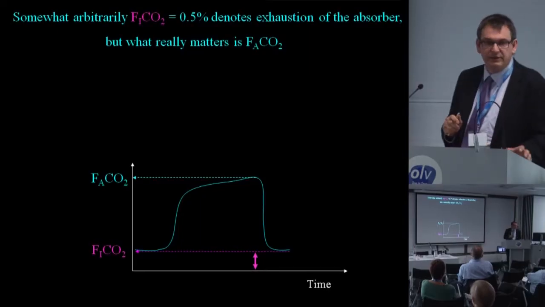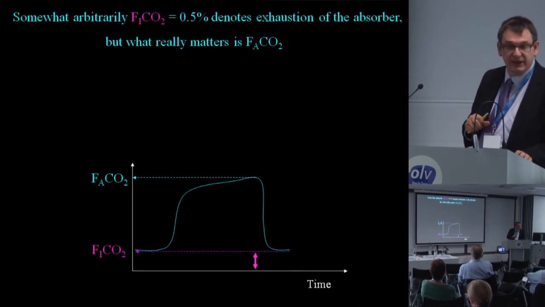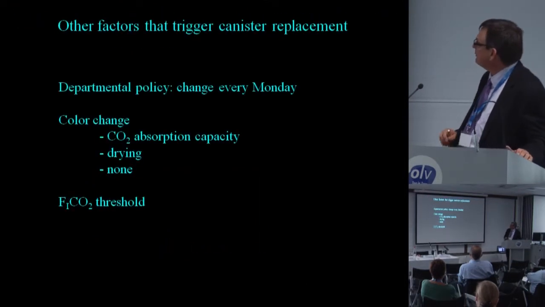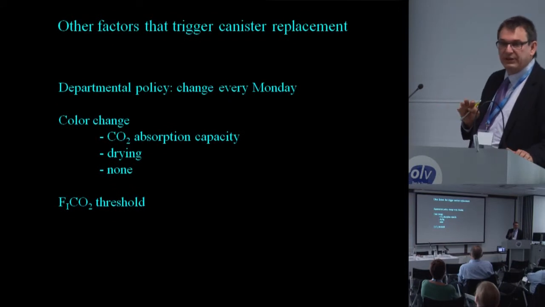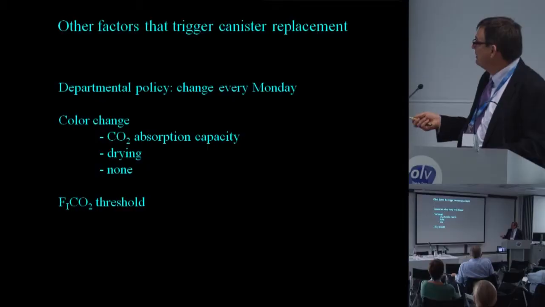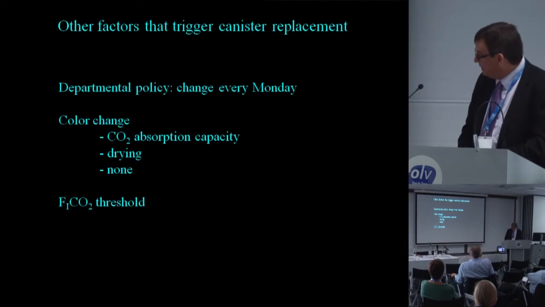Somewhat arbitrarily, an FiCO2 of 0.5% denotes exhaustion of the canister. But again, what really matters is end-tidal CO2. There are other factors that may trigger you to replace the canister when you're giving an anesthetic. Some departments say, hey, I want to change the canister every Monday because I want to make sure it's not dry. Other people look at color changes, which are an indication of CO2 absorption capacity, of humidity, and some don't have any color indicator, but I think it makes sense to use a 0.5% CO2 threshold.